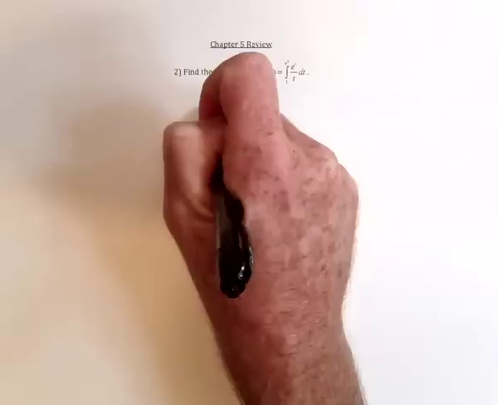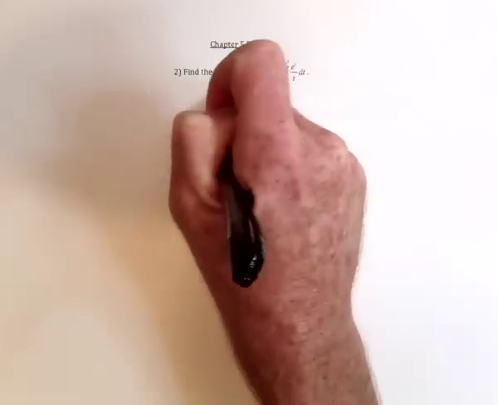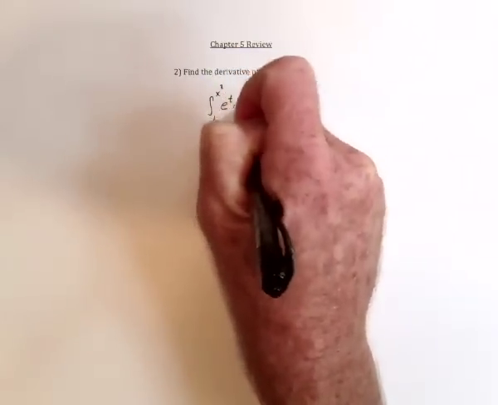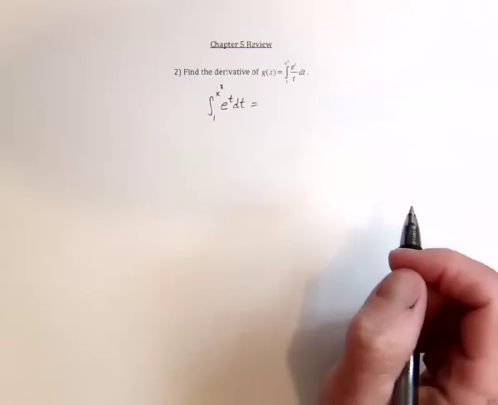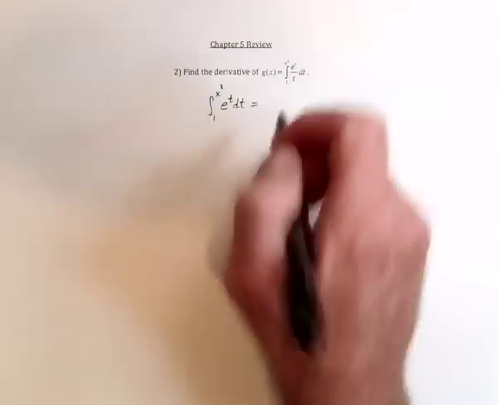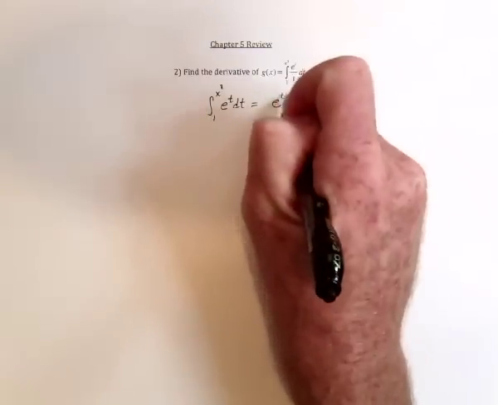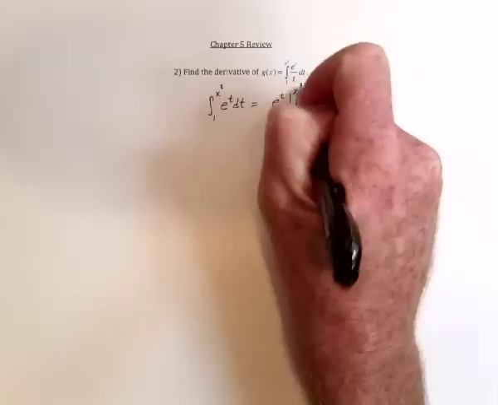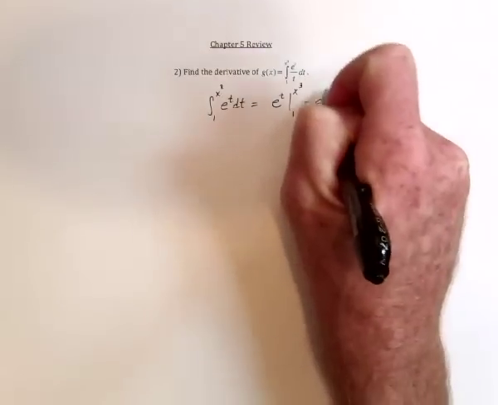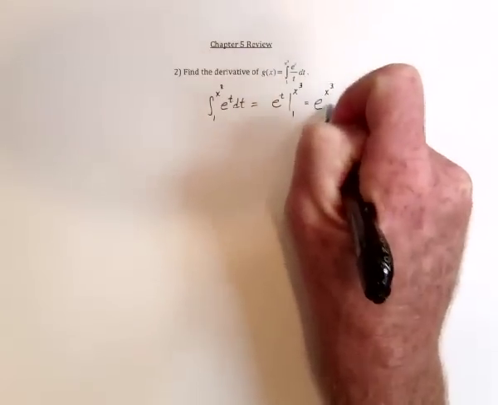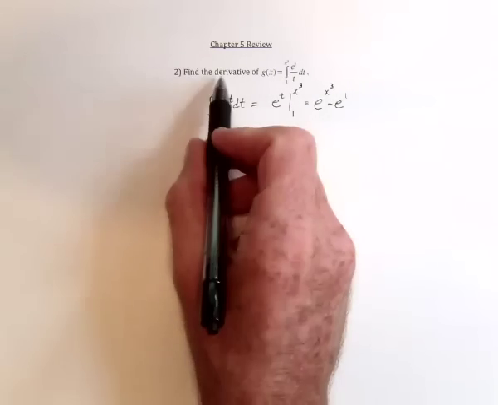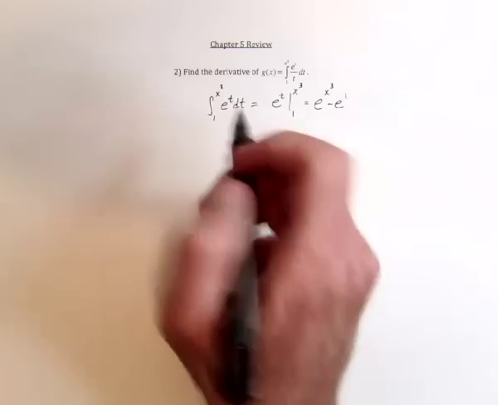What if it was integrate just e to the t? So this one, the antiderivative is e to the t, and then evaluate that from 1 to x cubed. So we'd have e to the x cubed minus e to the 1. Okay, now this says, now take the derivative.